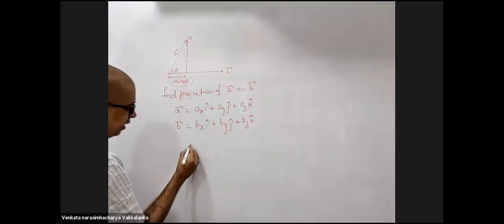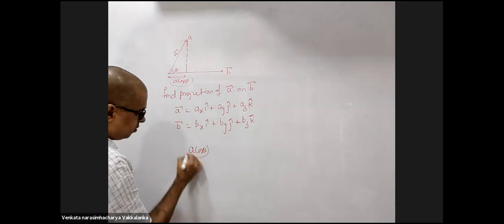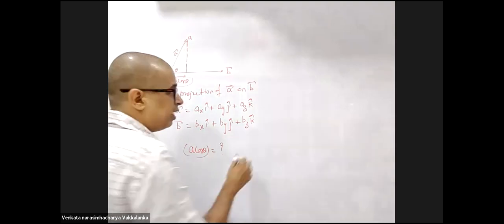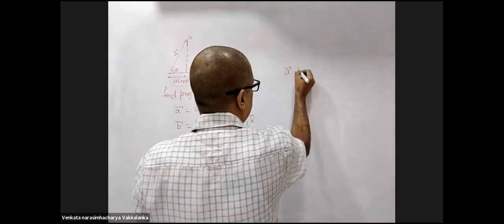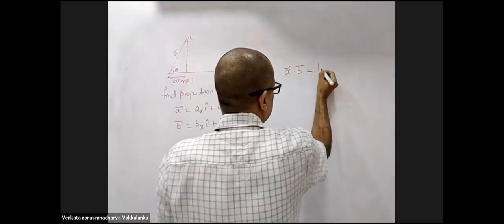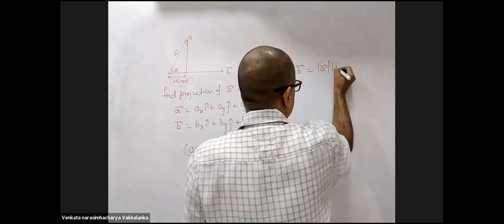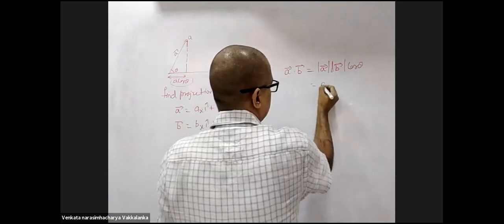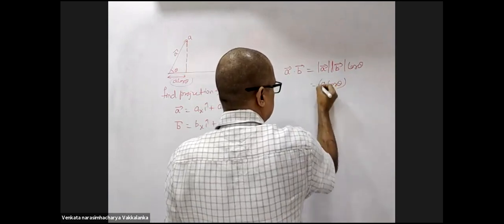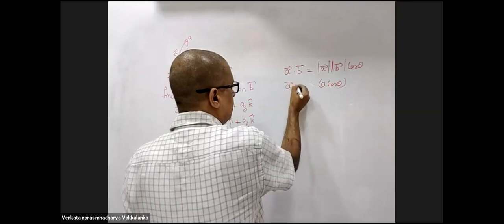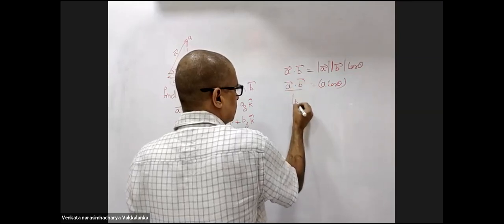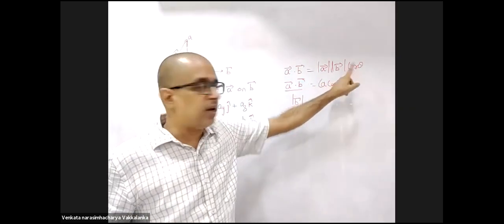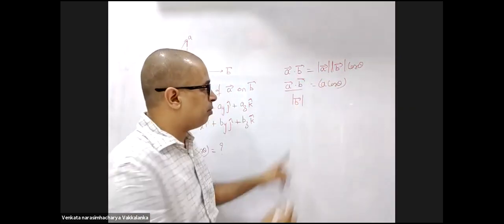It implies what do you need? You need A cos theta. This is your requirement. Am I right? Yes, sir. How do I get A cos theta? A dot B is magnitude of A into magnitude of B into cos theta. Can I keep A cos theta in one bracket and bring B to the denominator? Yes, sir.